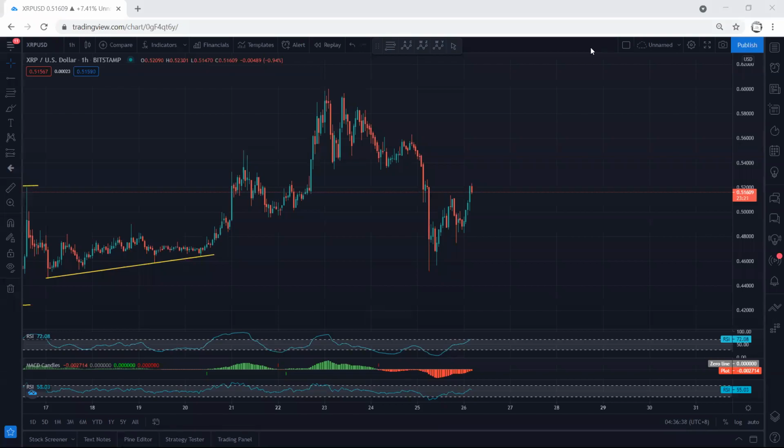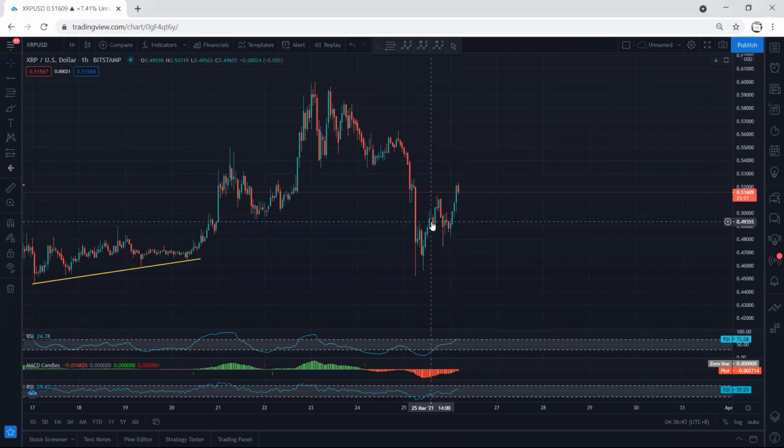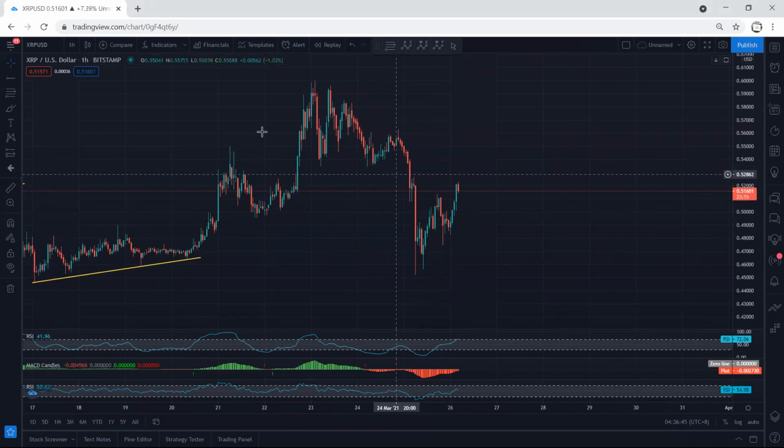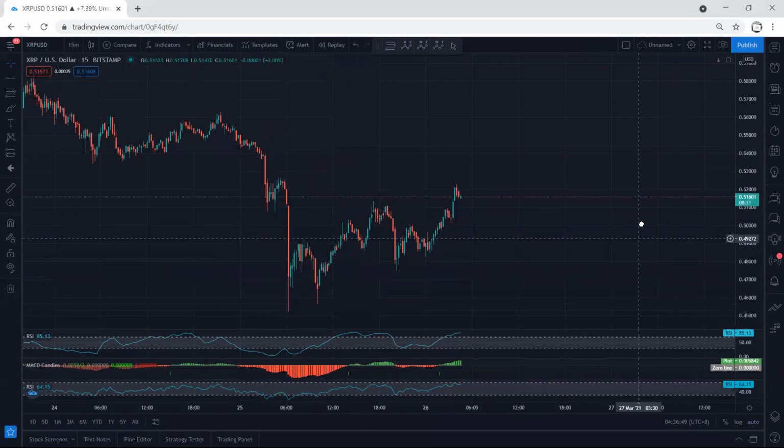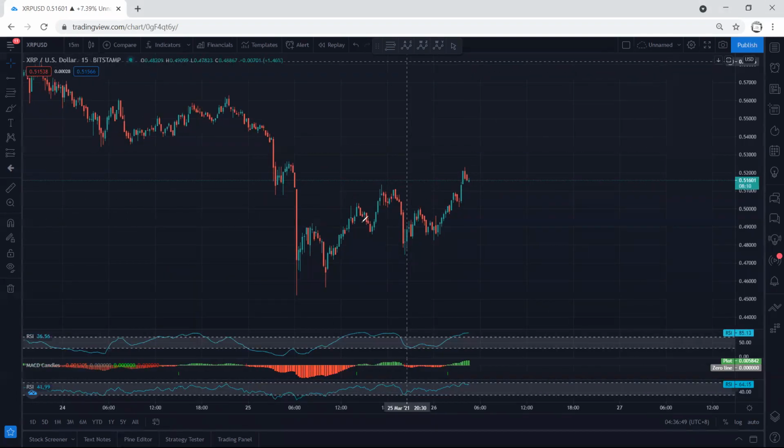XRP, we start with 1 hour chart. Okay, if we refer to our analysis, when the price was within this move, we mentioned different possibilities and how we can look for trade. First, we move to 15 minutes, because in my last analysis based on 15 minutes, we put these two in relation to each other.